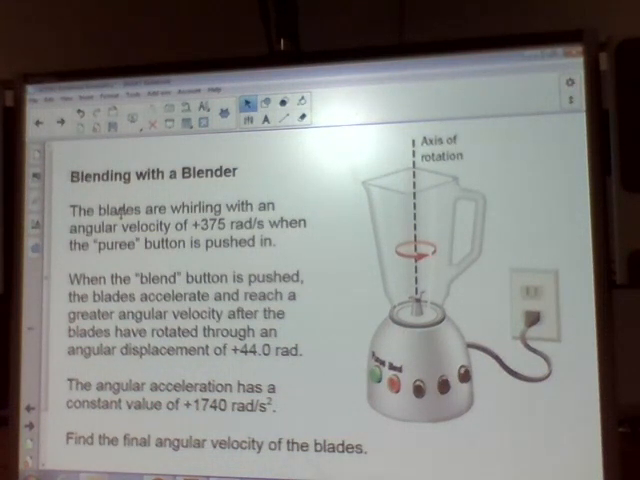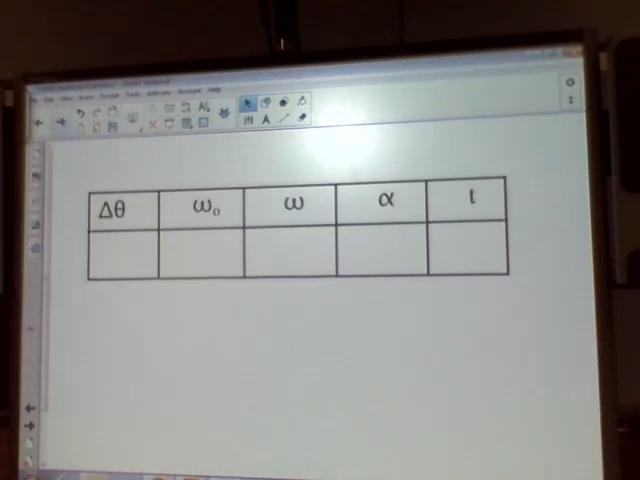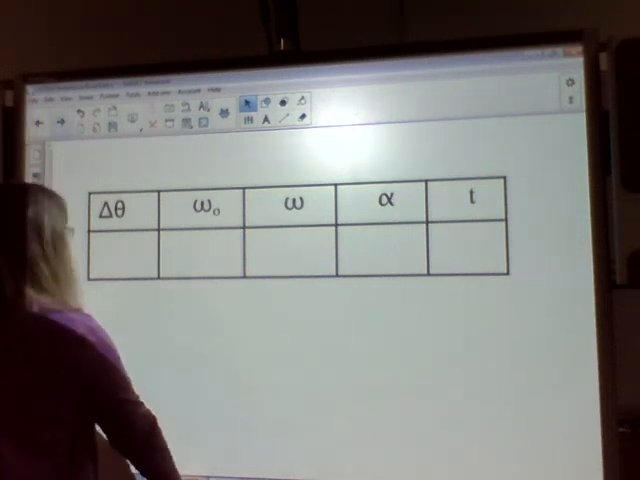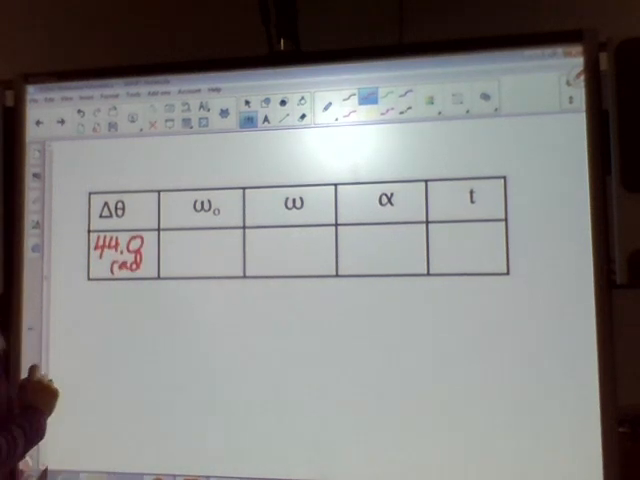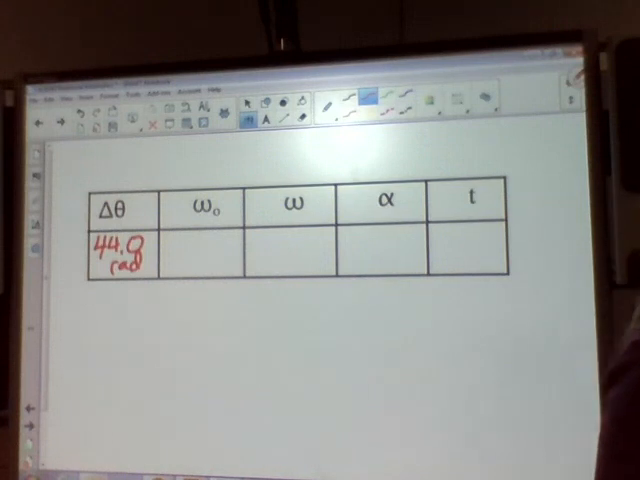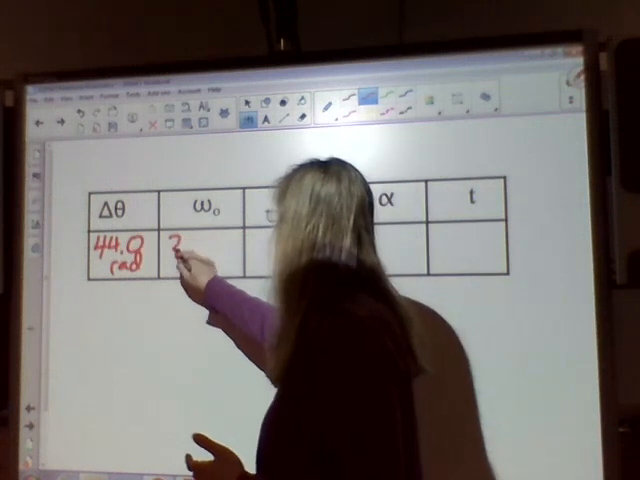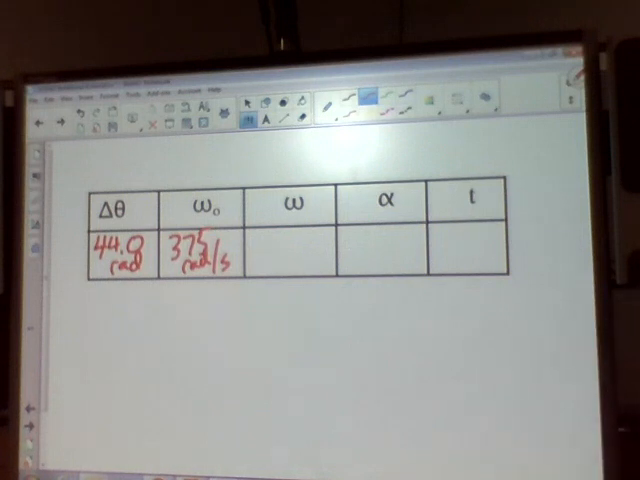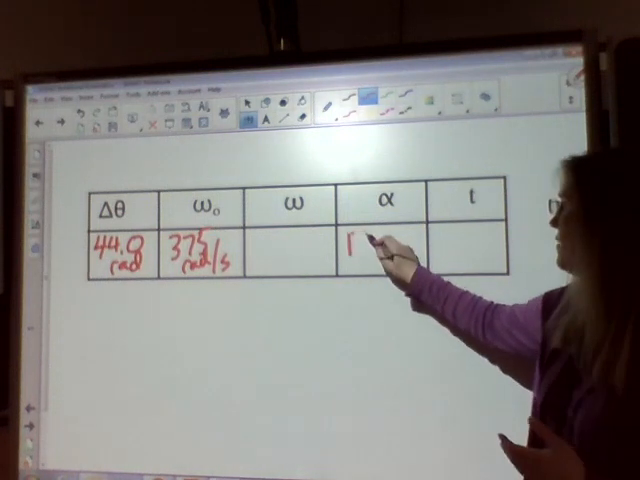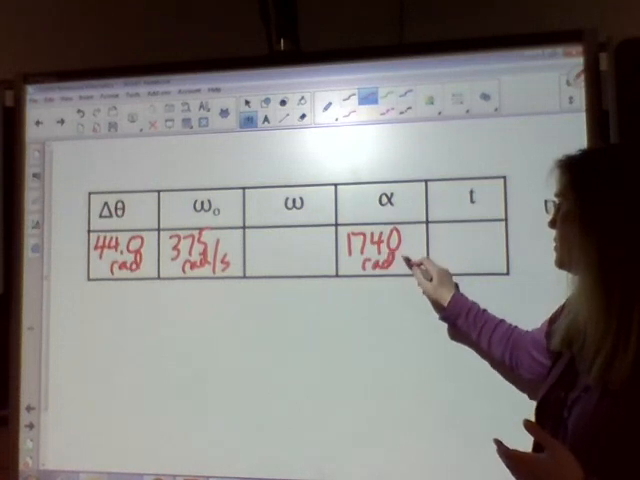So this is very much like the one-dimensional motion kinematics problems that we did. We're using our grids here to organize our given information. So if I look at my grids, I was given information about the angle that it rotated through was 44 radians. I was also given information about the initial angular velocity was 375 radians per second. And I was given the angular acceleration of 1740 radians per second squared.